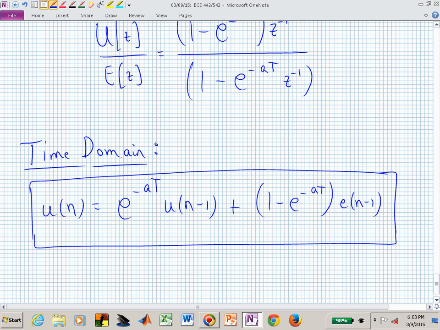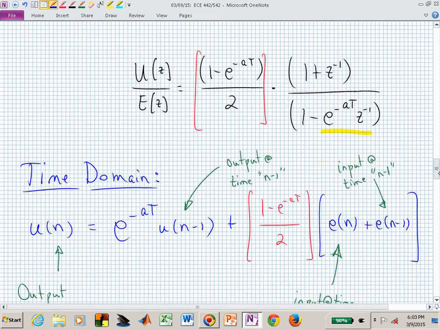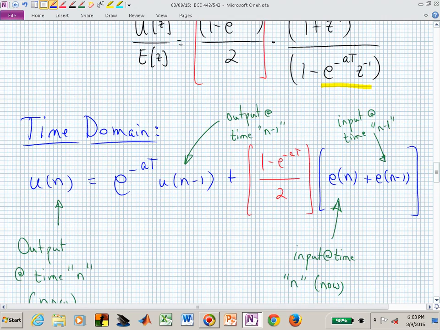But this again weights the previous output by that same factor, e to the minus at, and it scales the input one time step into the past by this same factor, 1 minus e to the minus at, whereas the previous result is averaging the input now and the input one time step before. Yes?